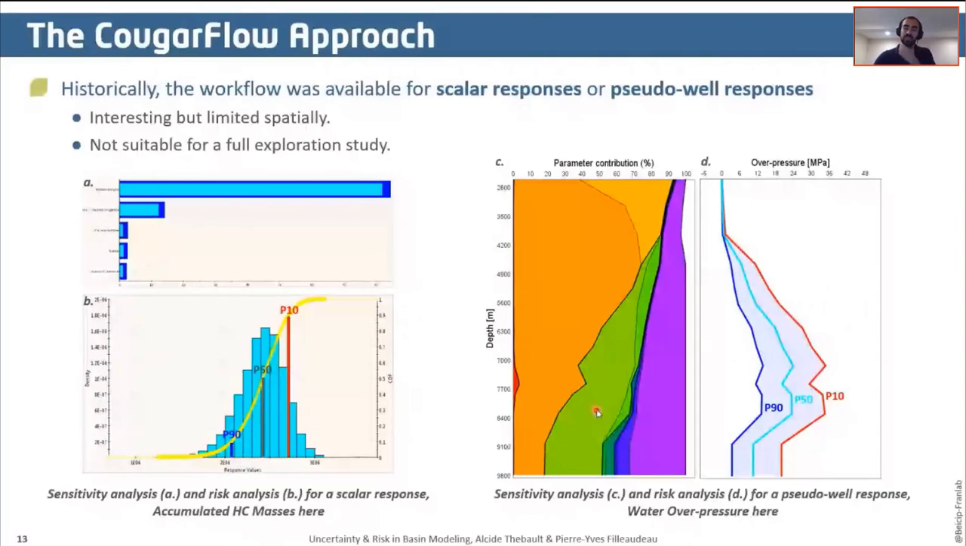And we had the same thing, which arrived in 2020, for pseudo-well, so for an analysis over the entire sedimentary column or along a tentative well trajectory. So here as well, we had a sensitivity analysis, so we were able to know which parameter was the most impactful at the top of the model or at the bottom of the model. And we also had a P10, P50, P90 trend along the well. So that is great, for example, for pore pressure prediction. Before drilling, we know what overpressures to expect inside the basin. So that also gives us very nice information in order to anticipate what is going to happen. So when we drill, if we follow a certain trend, we are able to anticipate and see how it's going to behave deeper.